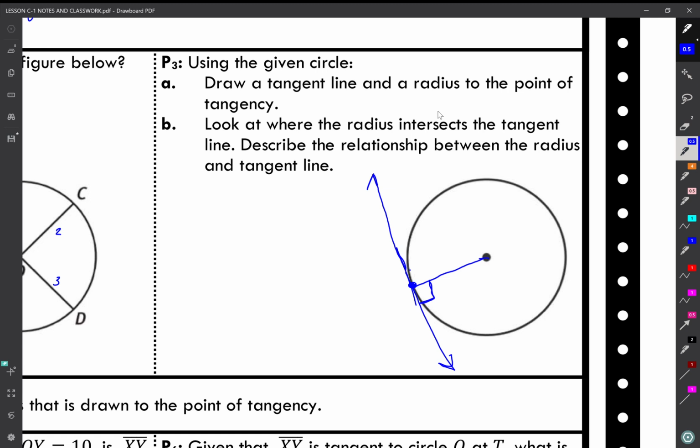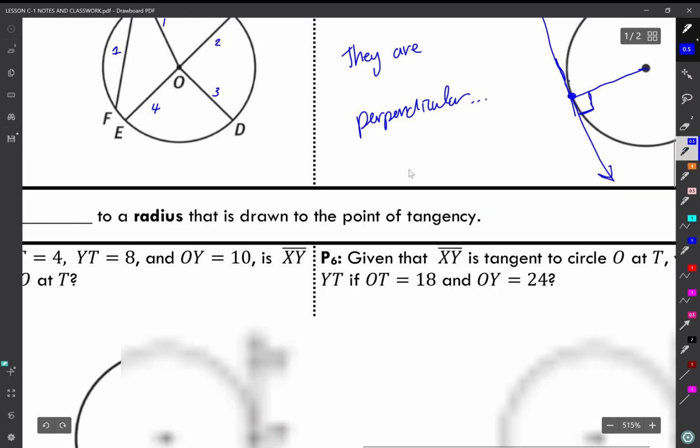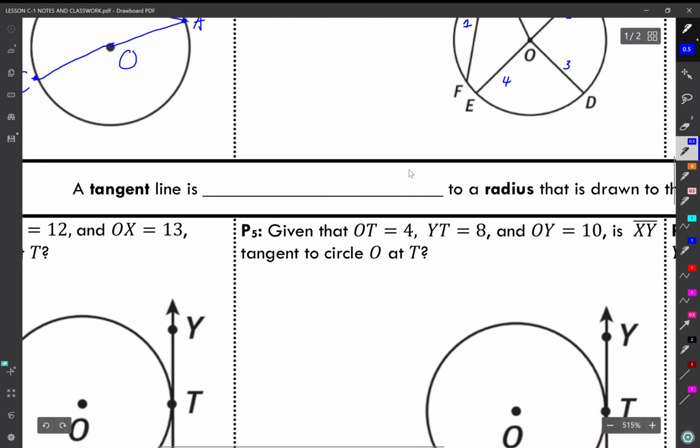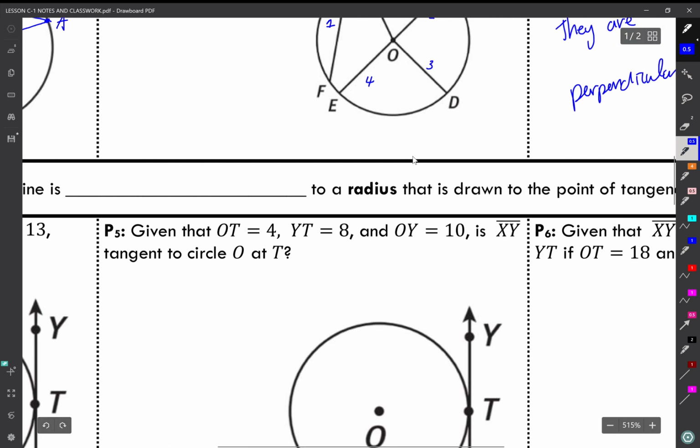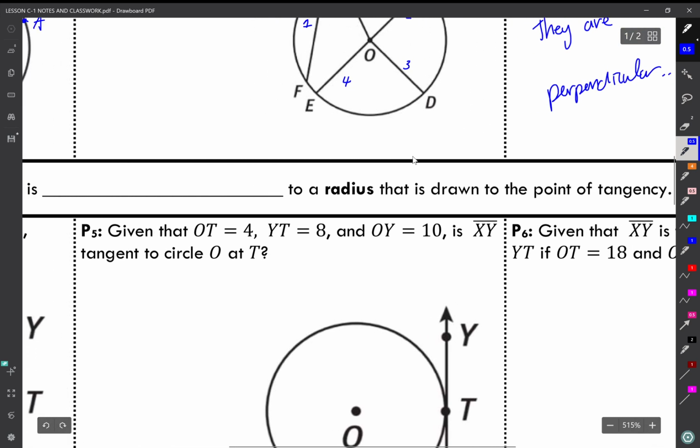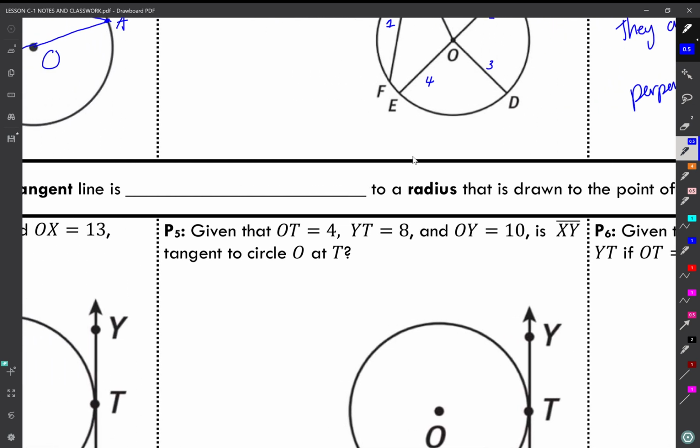And that's what part B wants us to do. Look at where the radius intersects the tangent line. Describe the relationship between the radius and the tangent line. We're going to say that they are perpendicular. Awesome. So let's fill in the blank below right here. A tangent line is perpendicular to a radius that is drawn to a point of tangency. So yeah, this is going to be perpendicular.